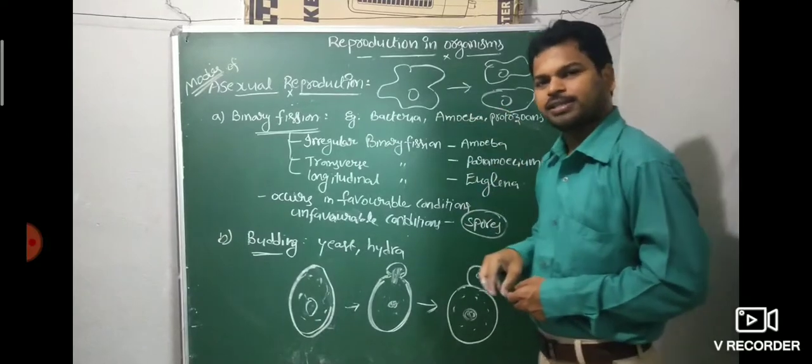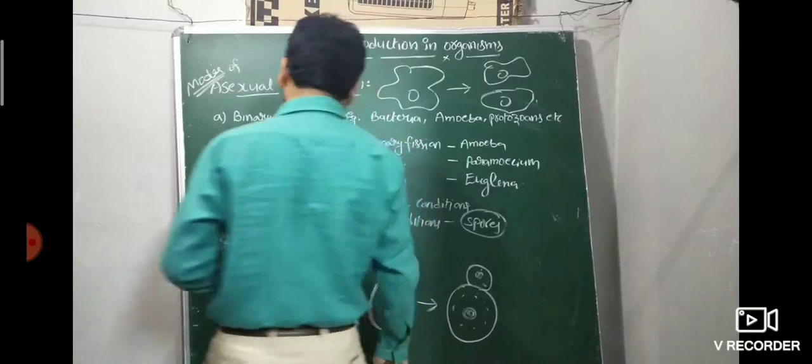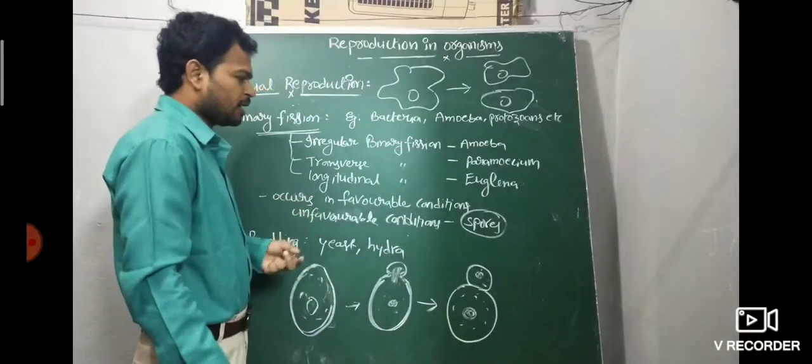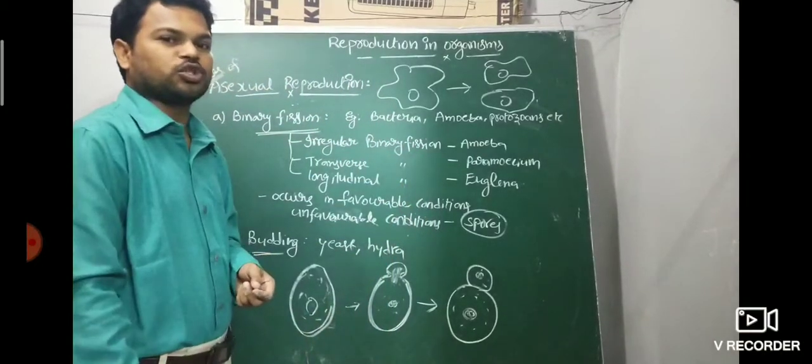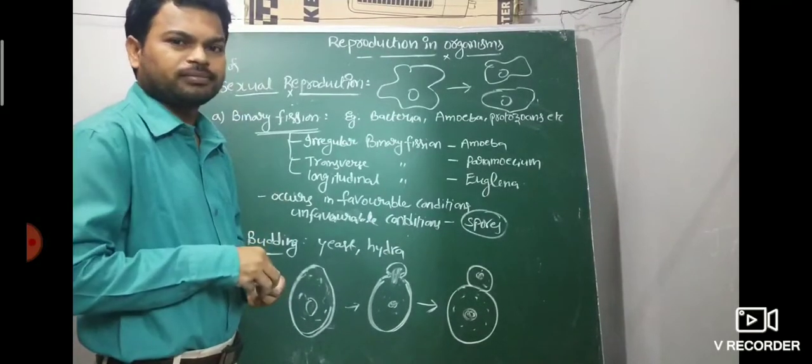So binary fission occurs in favorable conditions only. In unfavorable conditions, these organisms produce spores. A question may come: under which of the following conditions does binary fission take place in bacteria?